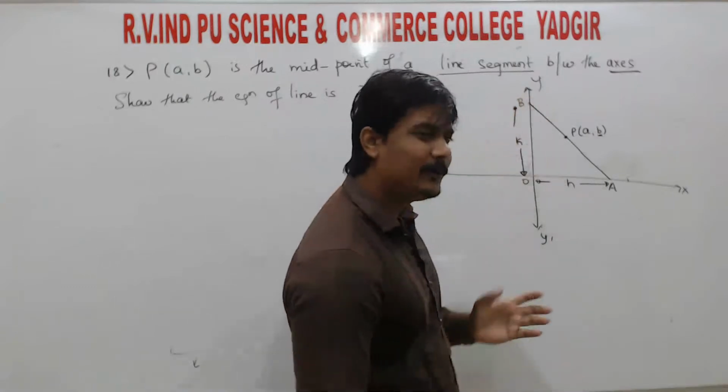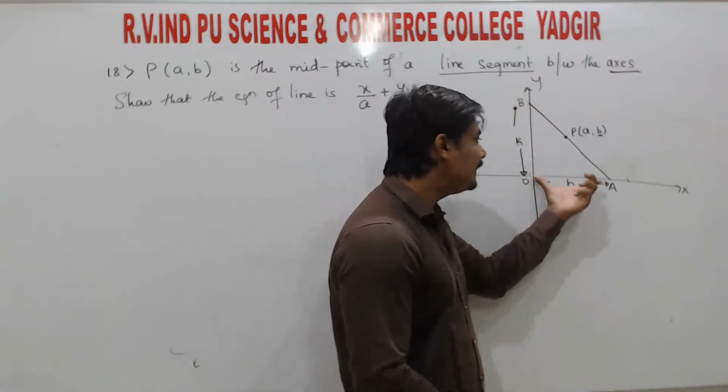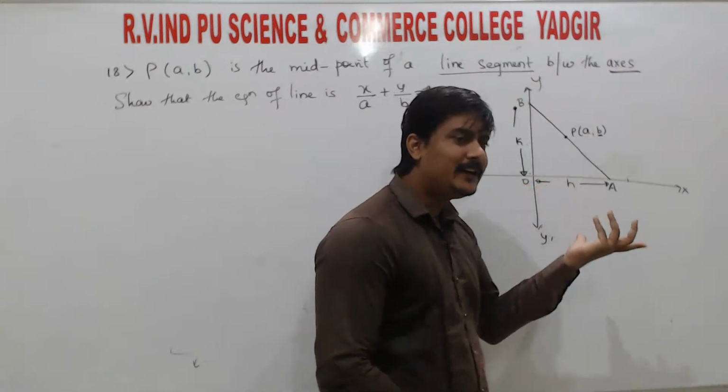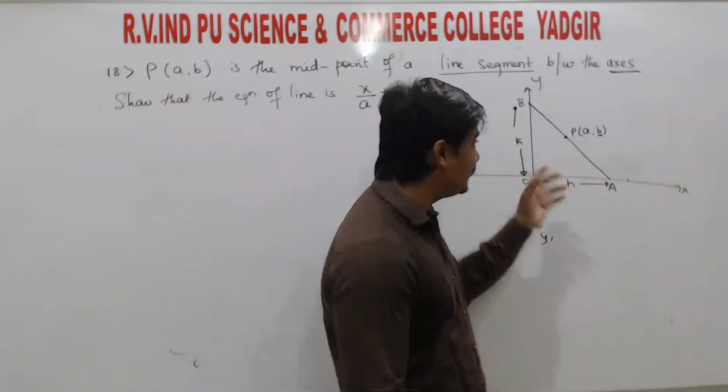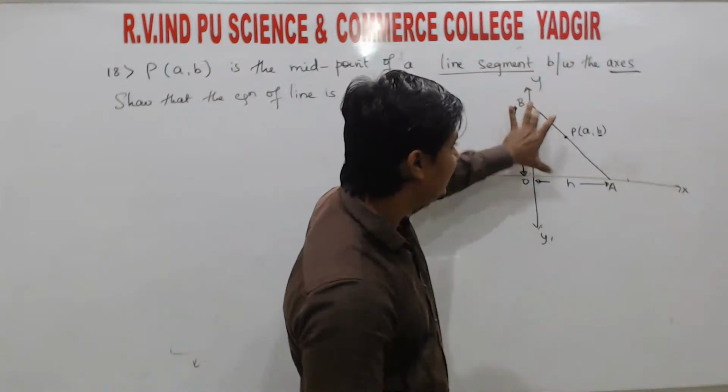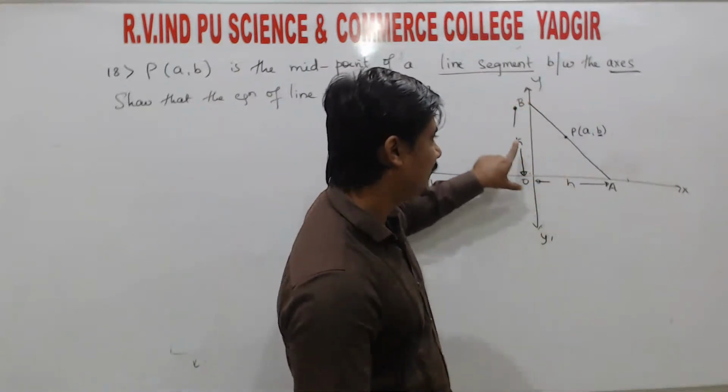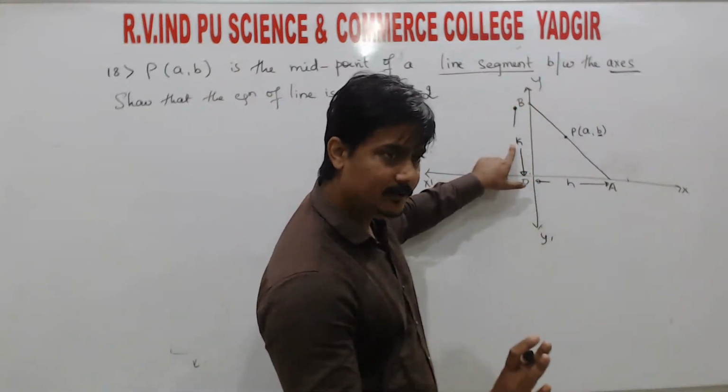What do you mean by x-intercept, children? OA distance. What do you mean by y-intercept of the line, children? It is this length. So ಈ ಲೆಂತ್ ಅನ್ನ h ತಗೊಂಡಿವಿ, ಈ ಲೆಂತ್ ಅನ್ನ k ಅಂತ ಹೇಳಿ ತಗೊಂಡಿದ್ದೀವಿ.